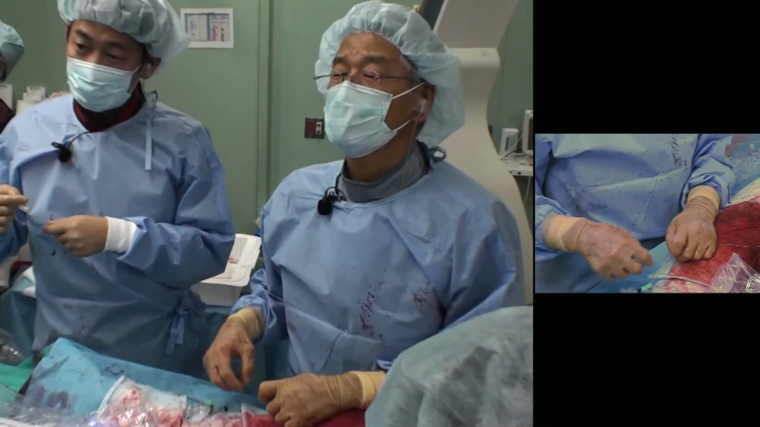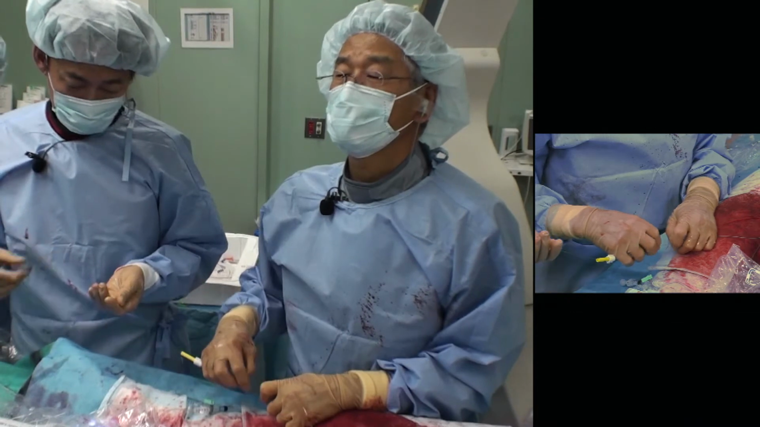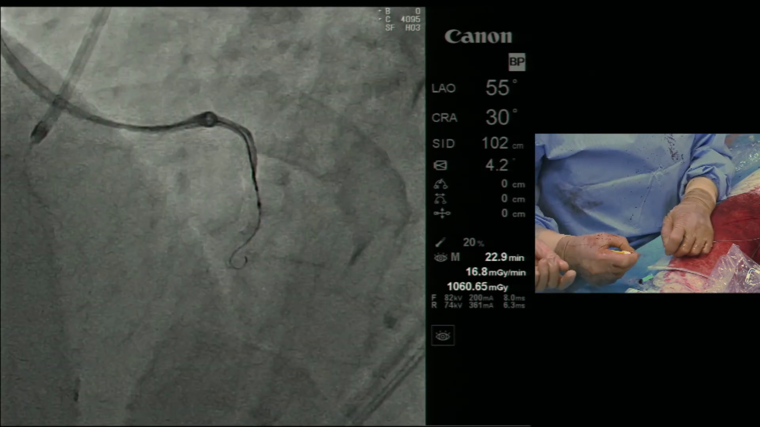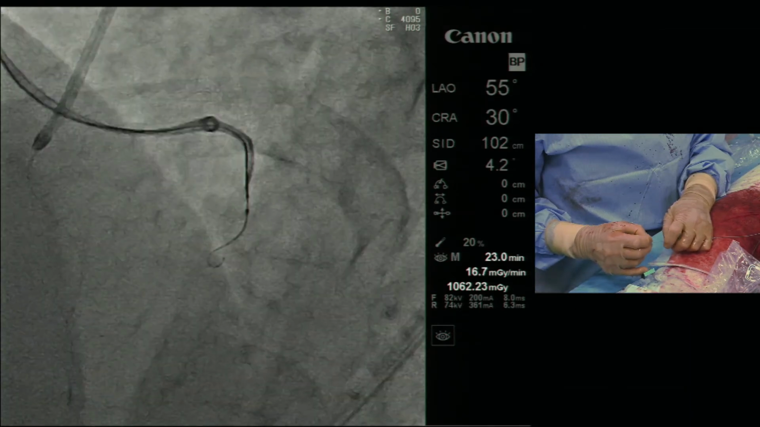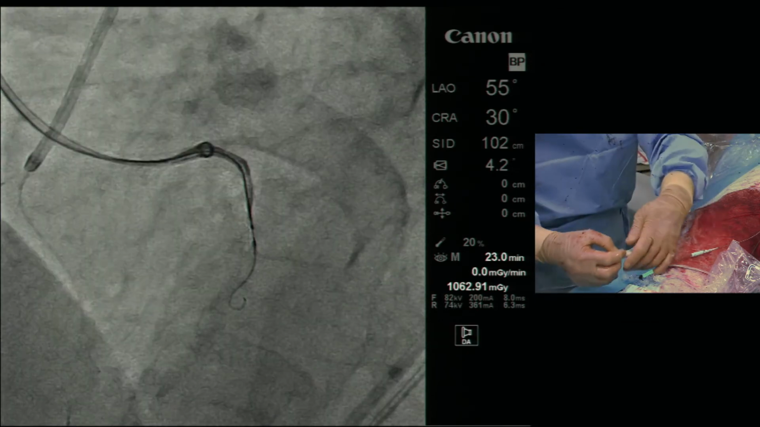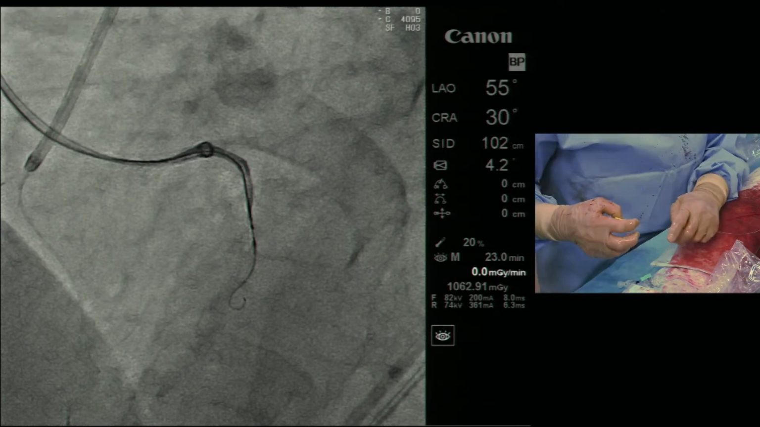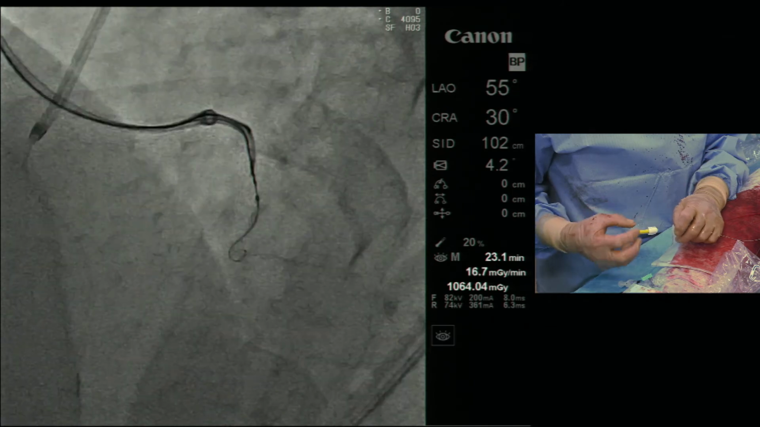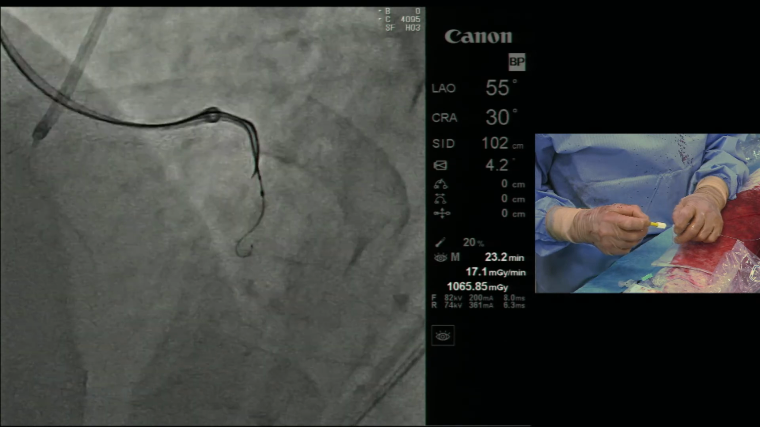So you are now using a very soft taper tip wire. Yes. But still, I think the distal cap could be a problem because there's a lot of calcium. Yeah, but from the CTO findings, there is no calcium disturbing the wire control at the distal end of the CTO. So I hope this floppy wire can negotiate the vessel.